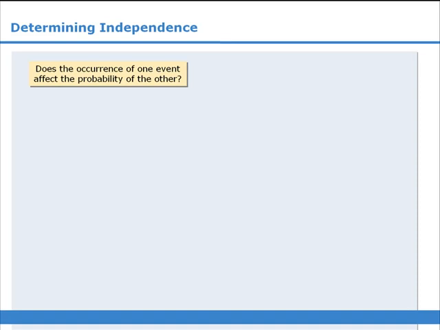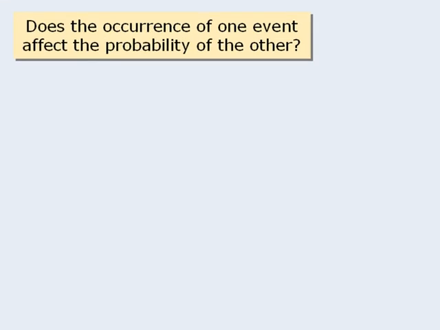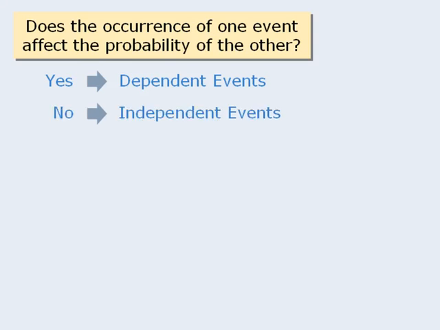Now, in this lesson, we learned that we can test for independence by asking the question, does the occurrence of one event affect the probability of the other event? If the answer is yes, then the two events are dependent. If the answer is no, then the two events are independent.